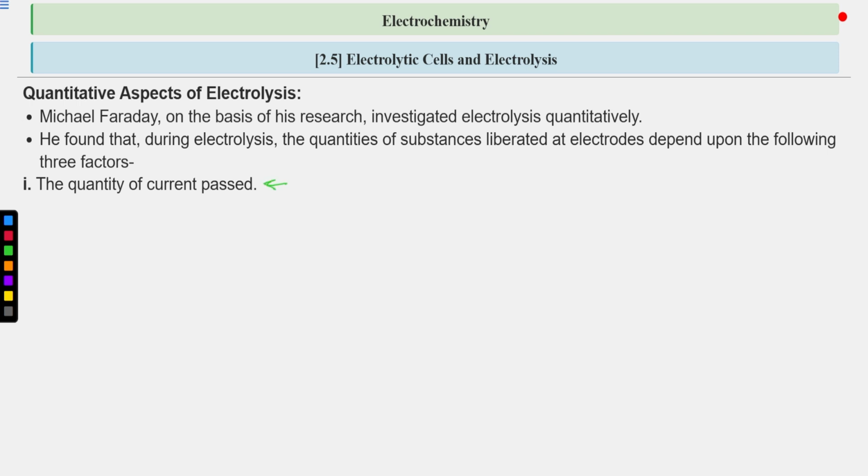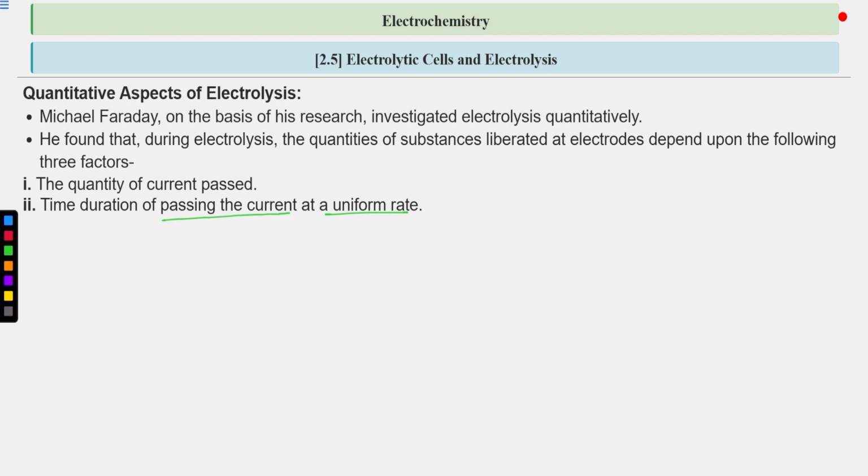Okay, so how much of the substance is liberated at the electrode in our cell depends upon the factor: what is the quantity of the current which we are passing through the cell, for the working of the cell, for the functioning of the cell. The second factor is the time duration of passing the current at a uniform rate.